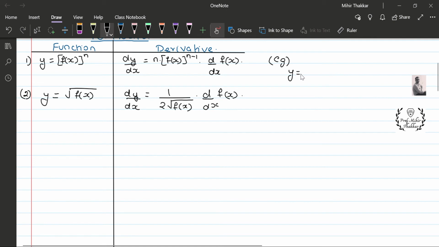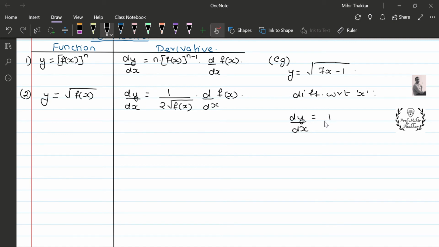Suppose I have y is equal to under root of 7x minus 1. So in this case, again I will differentiate with respect to x. So the derivative of y, dy by dx, is equal to 1 upon 2 root 7x minus 1 multiplied by the derivative of 7x minus 1.